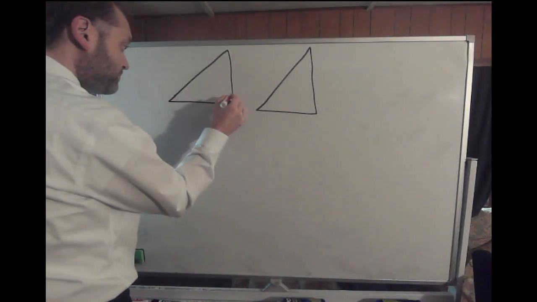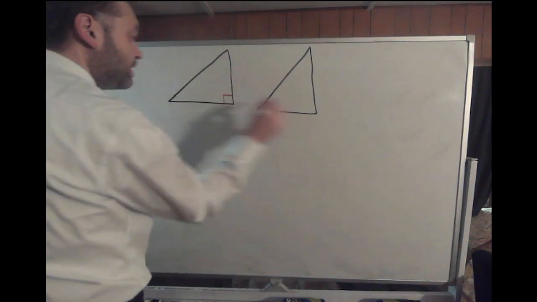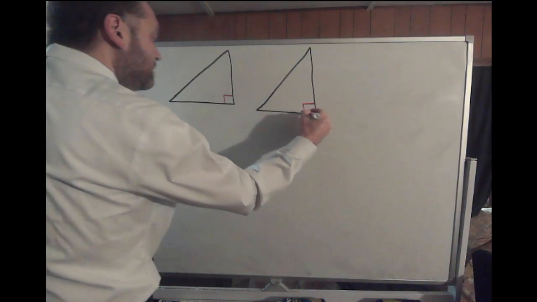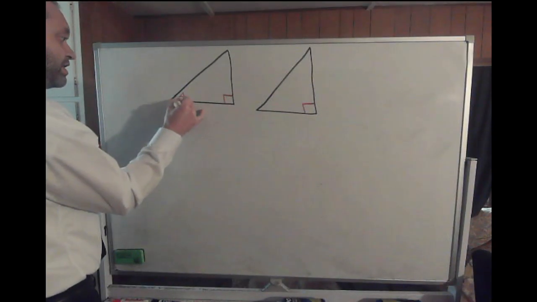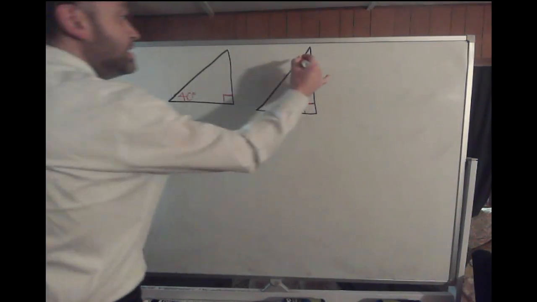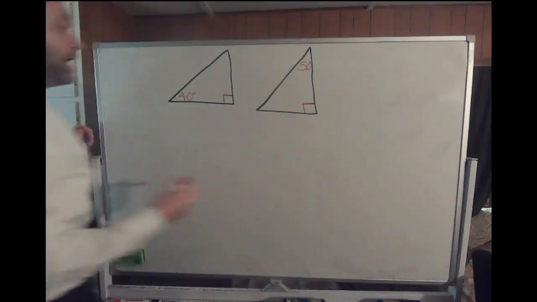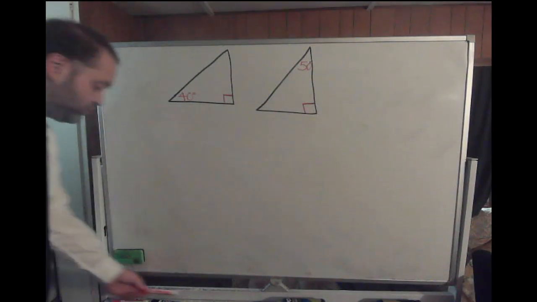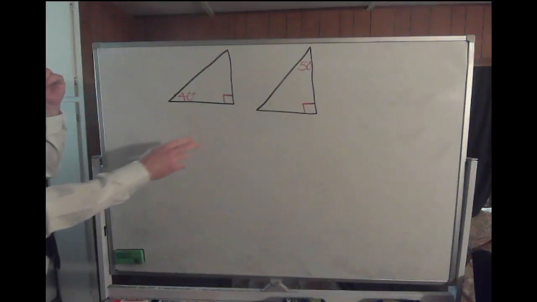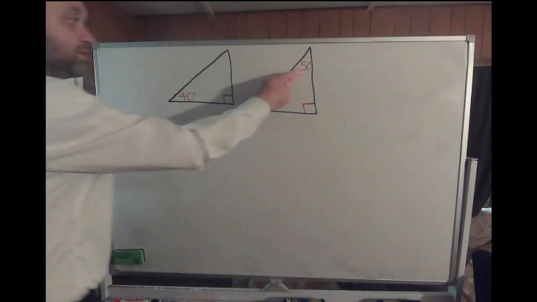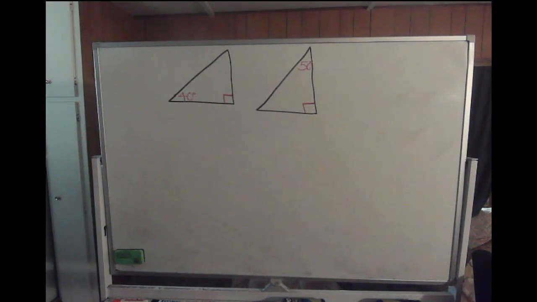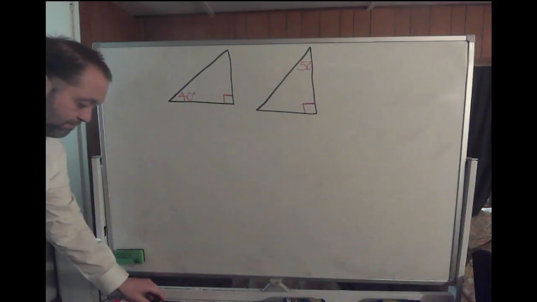So, let's see, this angle here is 40 degrees. This angle here is 50 degrees. Alright? So we have 2 triangles that are right triangles, one with a 40-degree angle, one with a 50-degree angle. We have to determine, are these 2 triangles similar or not? We are basically going to put the angle-angle postulate into practice today.